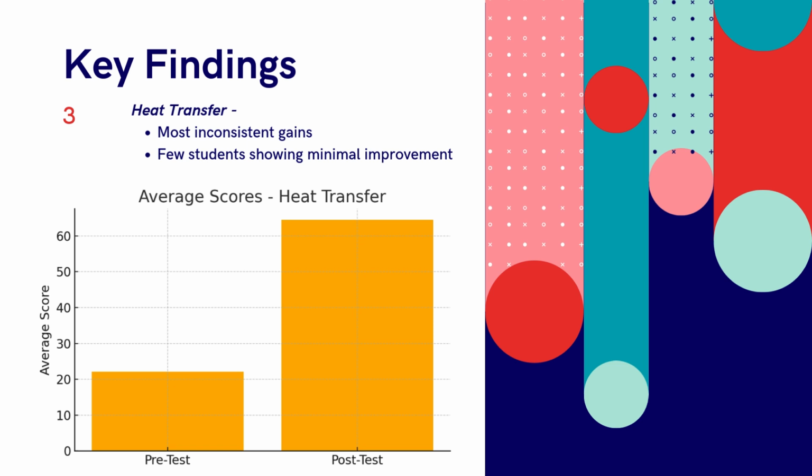Moving on to the heat transfer, this area exhibited the most inconsistent improvement, suggesting the need for enhanced instructional strategies. It was about 50-50. 50% of students scored below average, 50% of students scored above average. But the range of scores for this particular subset of information was a wider variety, from like 15 to 100.